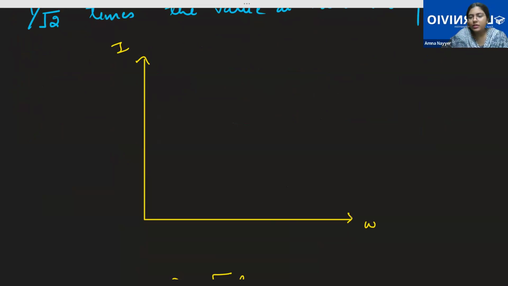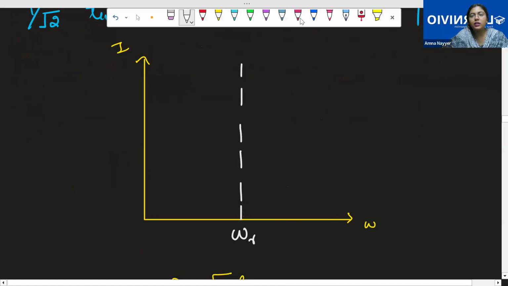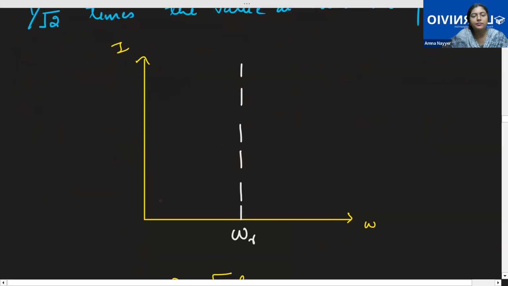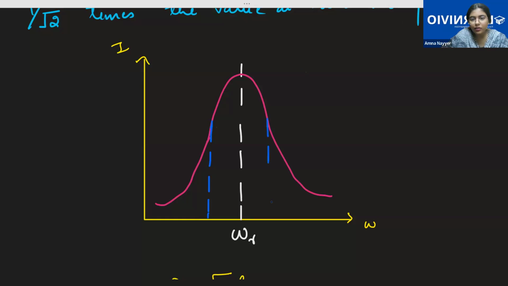See, current versus angular frequency. Here, I'll choose a point which will represent the resonance frequency, 1 by under root LC. This is the resonance frequency. When we plot the graph, we get a bell-shaped curve. Now I mark two points, one value on this side of the curve, another on the other side. The resonance frequency is there, and then the frequencies on either side of the curve.